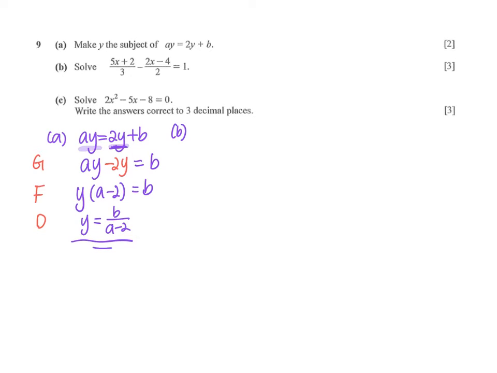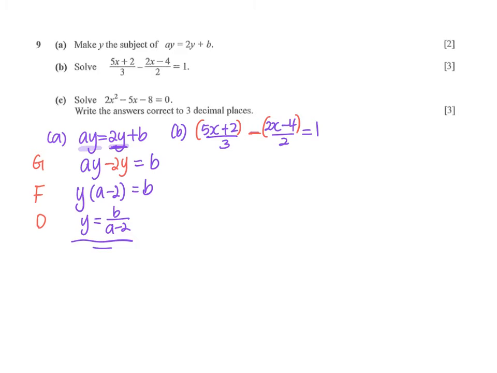Part B, solve the following equation. 5x plus 2 over 3 minus 2x minus 4 over 2 equals to 1. Please take note, there is more than one term in my numerator, and we have a negative sign over here. It's very easy to make careless mistakes, so we need to add brackets to prevent us from making the mistakes. And now we want to make them into one single fraction before we cross multiply to solve the equation.